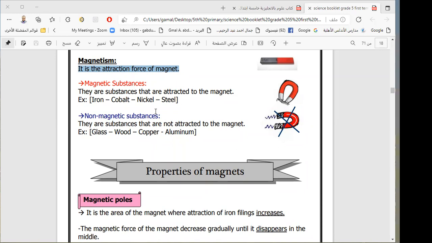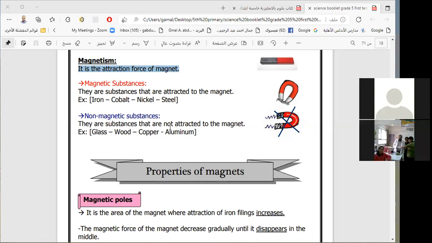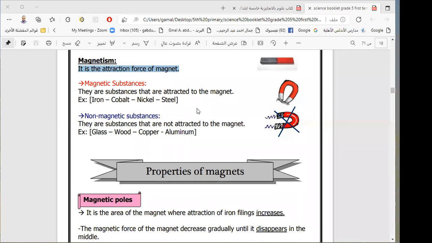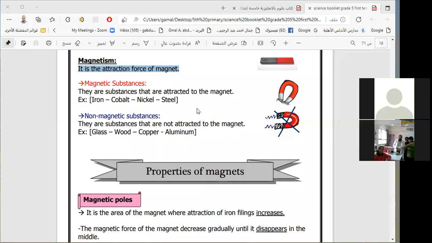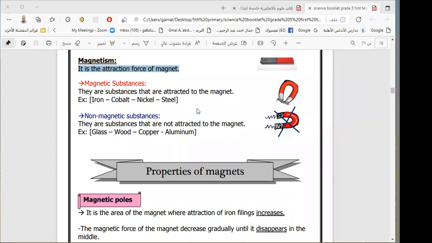And we have 4 magnetic substances only. Okay? We can remember them very well. The magnet can attract iron, so iron is a magnetic substance. The magnet also attracts cobalt. Cobalt is a magnetic substance. And also the magnet can attract nickel. Nickel is a magnetic substance. And also the magnet can attract steel, so steel is a magnetic substance.